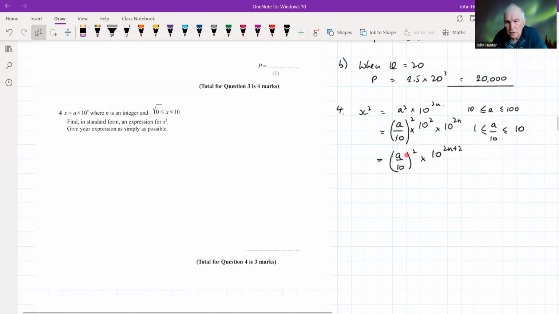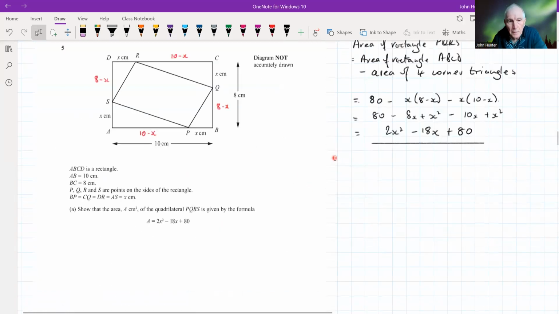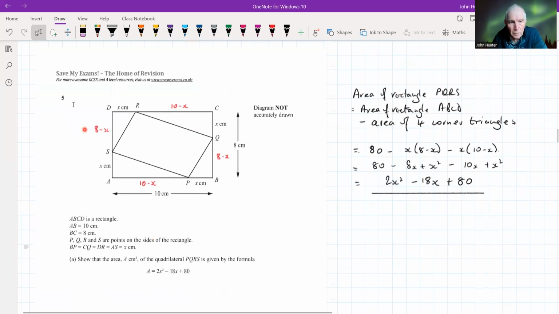It's a slightly odd question, this, because we've not really ended up with A here, have we? But anyway, so that's what it is. Okay, next one. Question 5. ABCD is a rectangle, not accurately drawn.